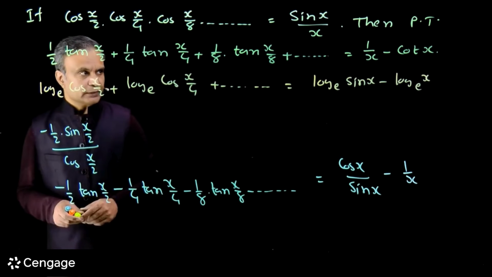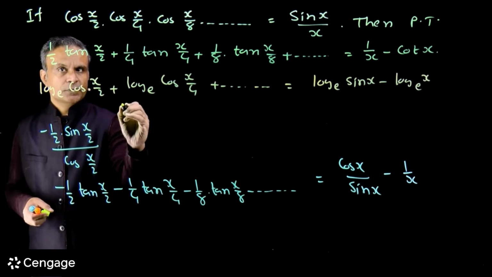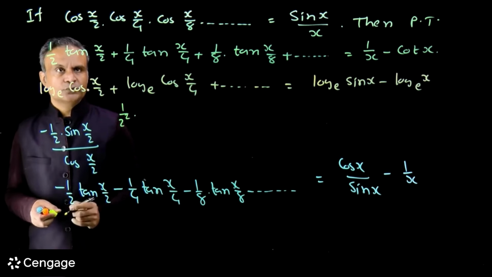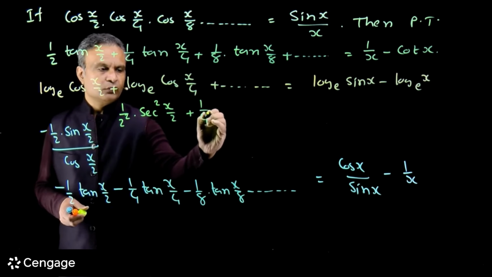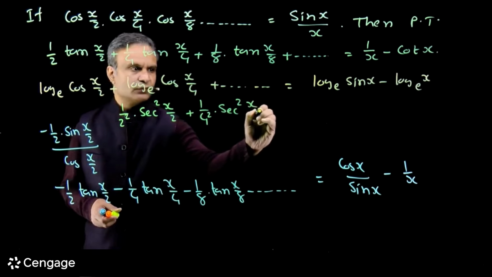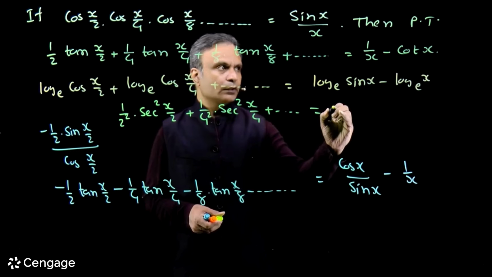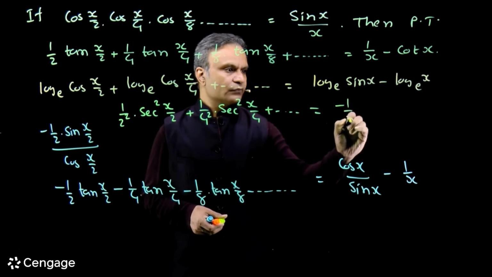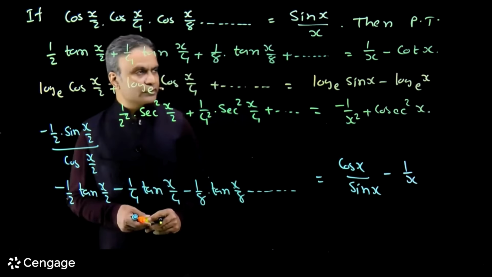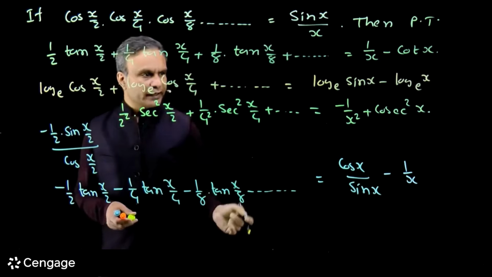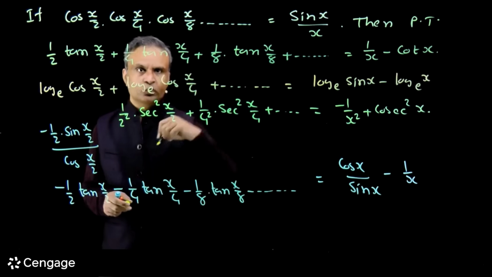Okay, then we differentiate this identity both sides with respect to x. We get 1 over 2 square into sec square x over 2 plus 1 over 4 square into sec square x over 4 and so on. This is equal to minus 1 over x square plus cosec square x. Question can be like this: if this product is sin x over x, then find the sum of this series. Okay, in that case we have to differentiate 2 times. Okay.